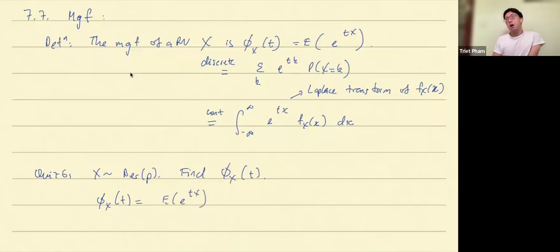The Bernoulli can take on two values, right? 0 and 1, with probability 1 minus p and p, right? So this is e to the t times 1 times p, plus e to the t times 0, which is 1, times 1 minus p. That's it. That's the MGF of a Bernoulli. Any question?